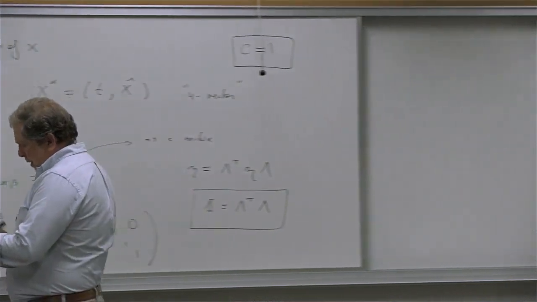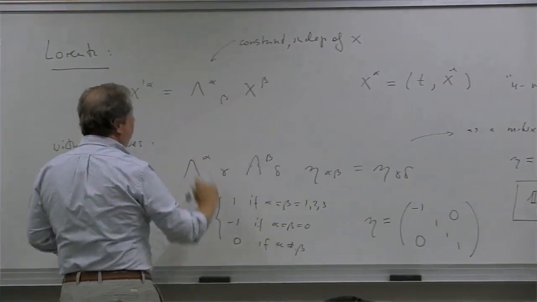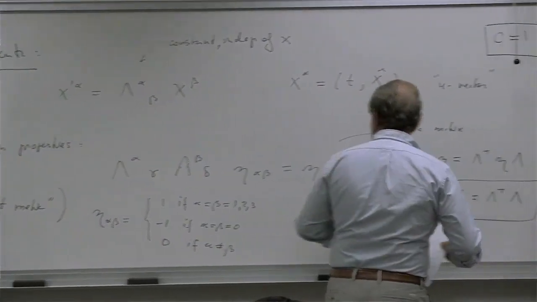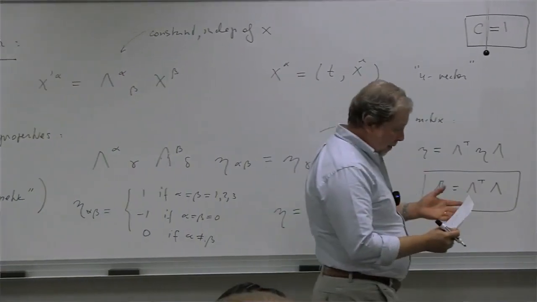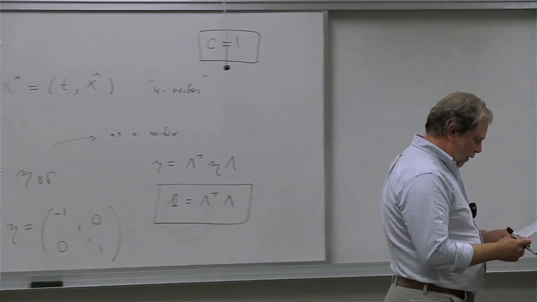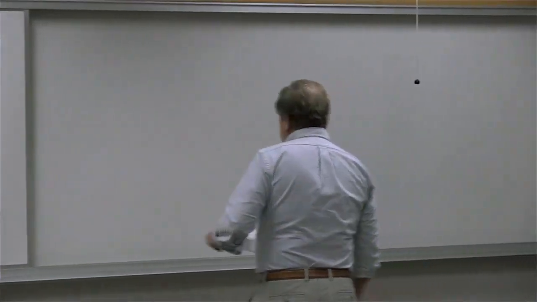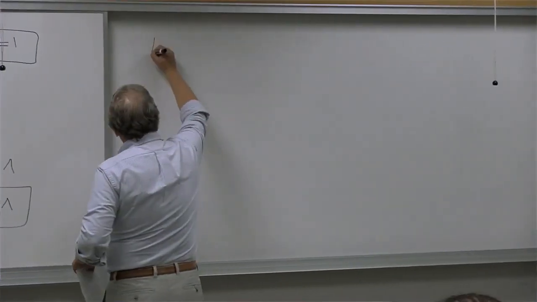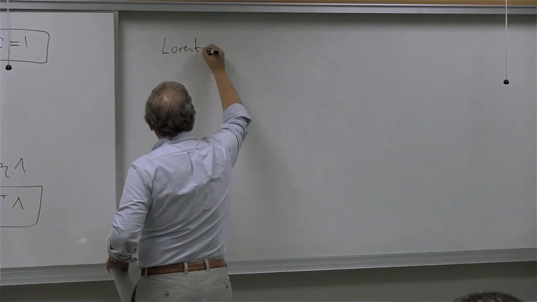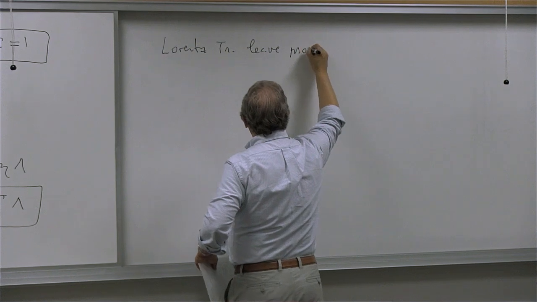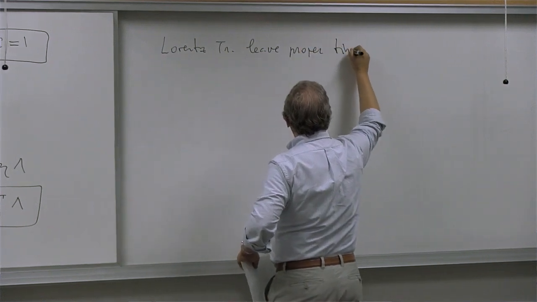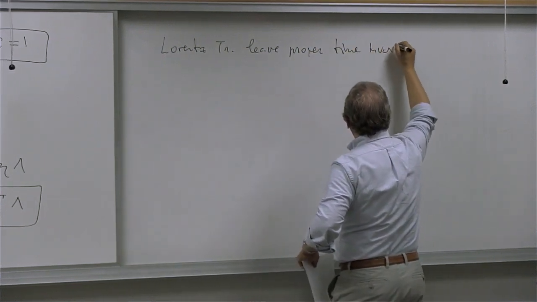If we look at this relationship here, let's see what we still have to understand that this is actually correct and represents what we discussed so far. I mean, certainly the Lorentz transformation is a matrix, so it seems reasonable. But what we're going to prove next is that Lorentz transformations leave the proper time invariant.